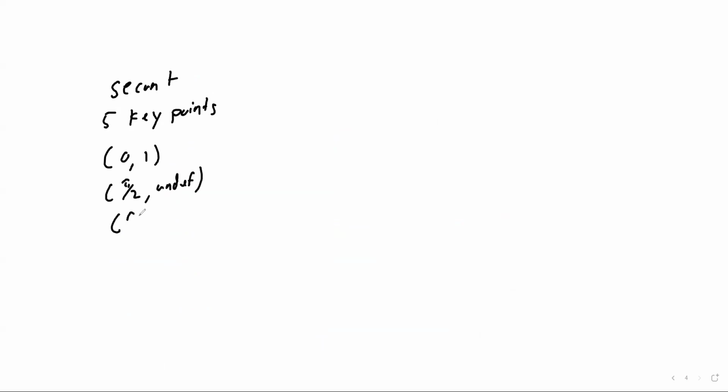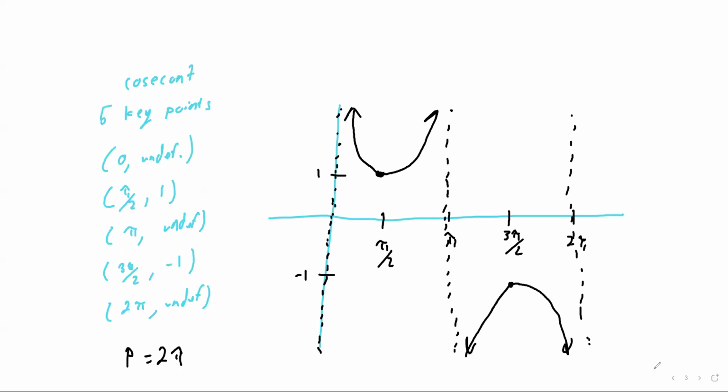All right, the last trig function you need to know is secant. Our 5 key points are 0, 1; pi halves, undefined; pi, -1; 3 pi halves, undefined; and 2 pi, 1. Just to give you an idea of why it's like this, for a sine function, this is not part of the graph, but just so you can see it, this is what a sine function would do.